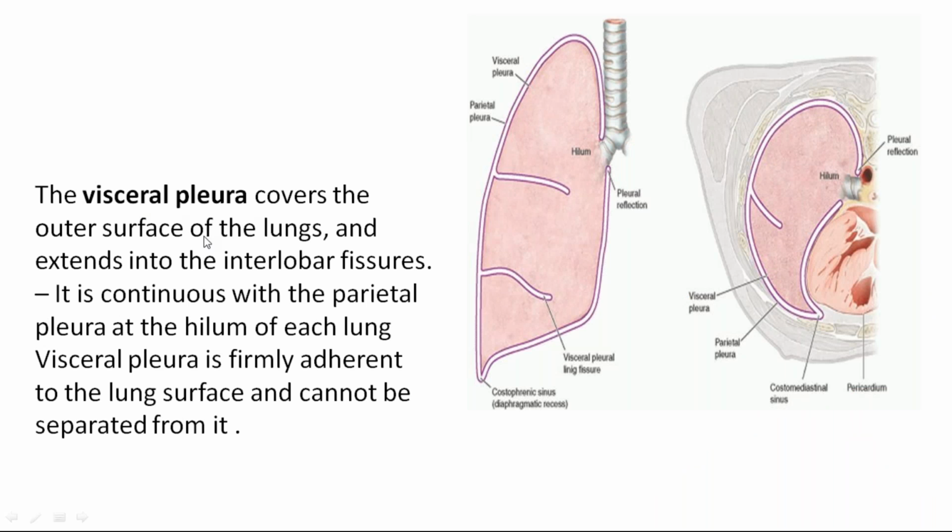Visceral pleura covers the outer surface of the lungs and extends into the interlobar fissures. It is continuous with the parietal pleura at the hilum of each lung. Visceral pleura is firmly adherent to the lung surface and cannot be separated from it. This is also a diagrammatic representation showing the visceral pleura, which is extending into the interlobar fissures, and it is continuous with the parietal pleura at the hilum.